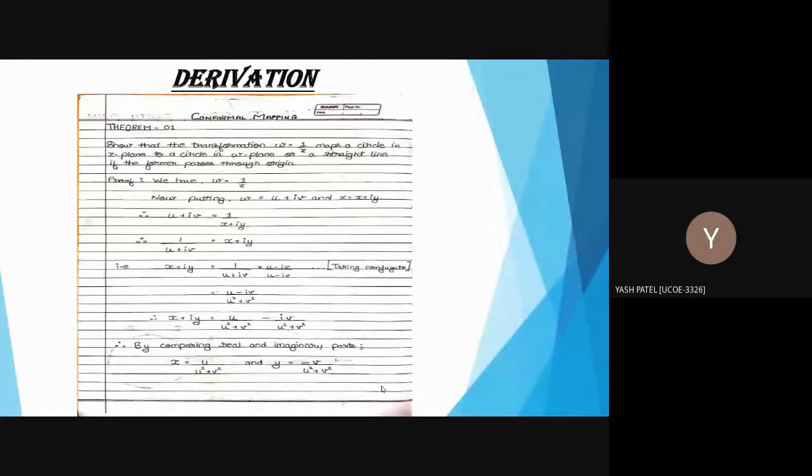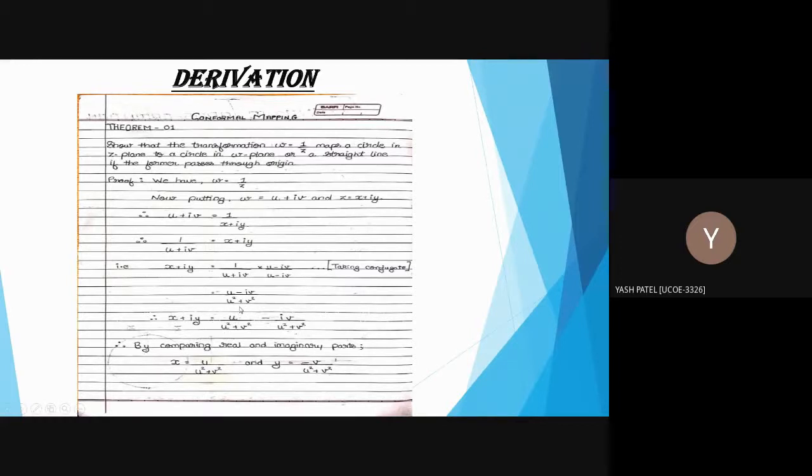That is, we have W equal to 1 by Z. Now putting W equal to U plus iV and Z equal to X plus iY, we get U plus iV equal to 1 upon X plus iY. So X plus iY equal to 1 upon U plus iV. Taking conjugate or rationalizing, we multiply U minus iV in denominator as well as numerator, we get U minus iV upon U square plus V square.